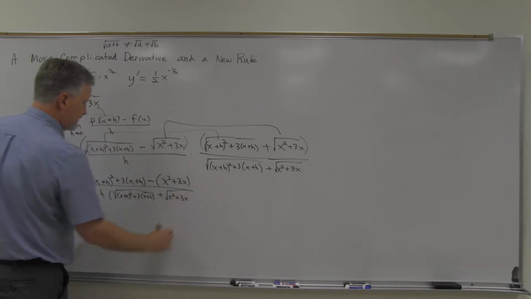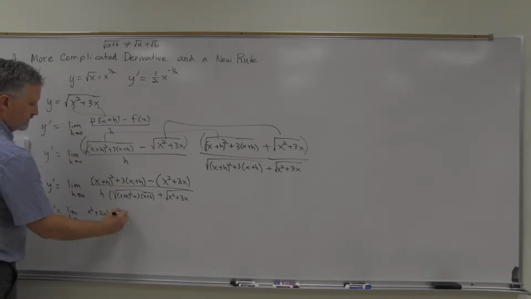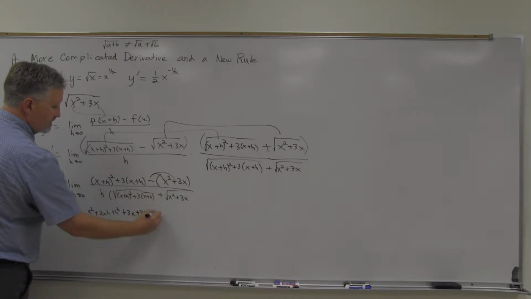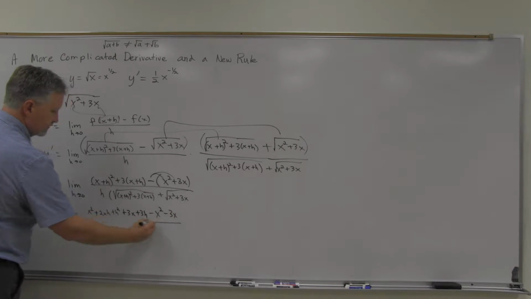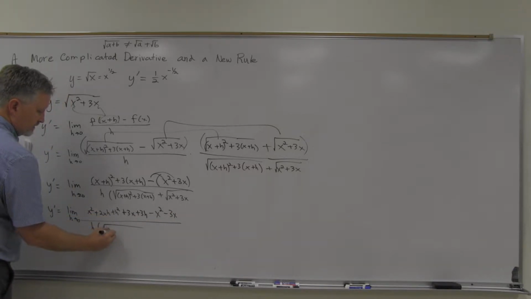Well, there's a little canceling that we're simplifying first of all. So what I did on line 5 there is I went ahead and multiplied this out. x plus h squared, so it'd be x squared plus 2xh plus h squared. Distribute the 3, so it'd be 3x plus 3h. And distribute the minus, so it'd be minus x squared minus 3x, all over this h times the square roots here.